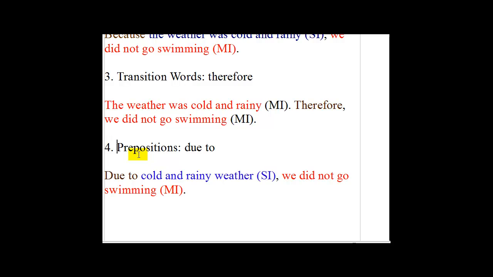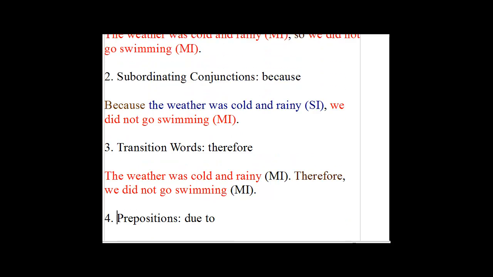we have number 4, prepositions. We have due to in this case. So due to cold and rainy weather, we did not go swimming. So in this case, we have the cause, which is a support idea, cold and rainy weather. We have the main part of the sentence, we did not go swimming. In this case, 4 is different from the other 3 because you have due to cold and rainy weather. This is not a clause, but it is simply a phrase. You're simply using a preposition to introduce a noun phrase. That's all you're doing there.